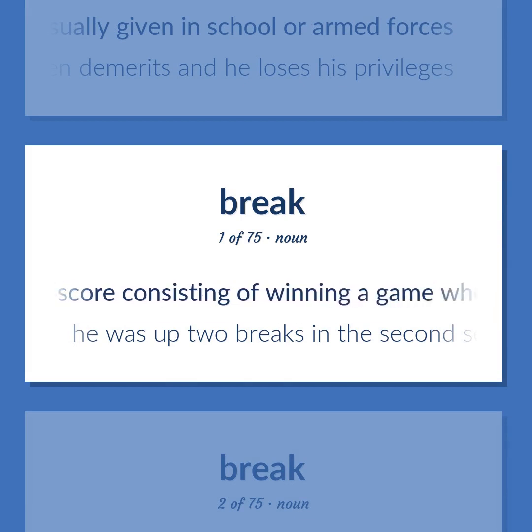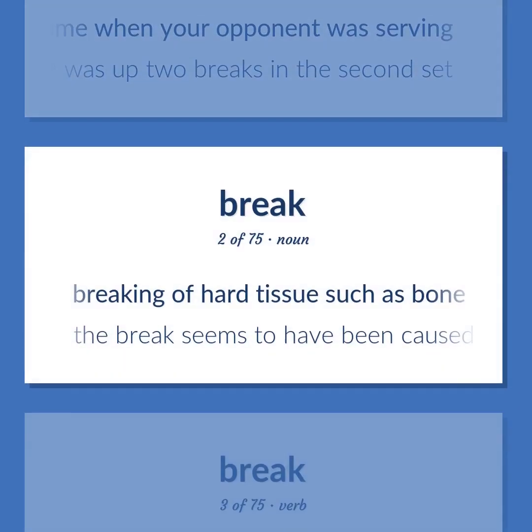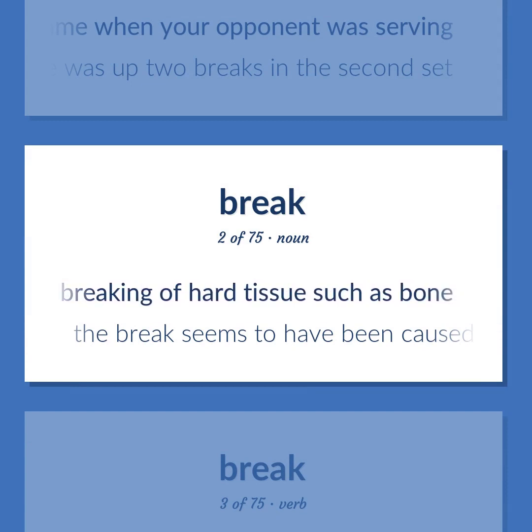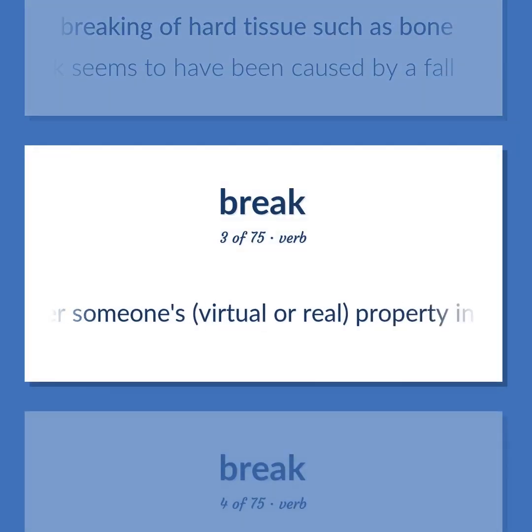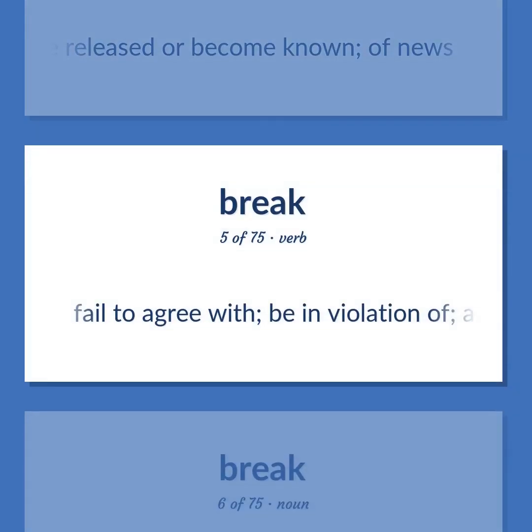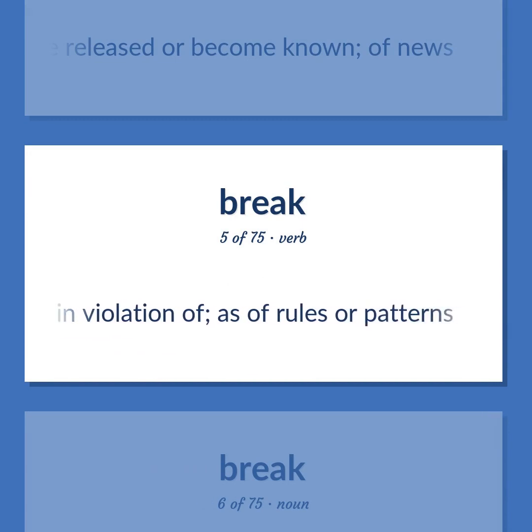Tennis. A score consisting of winning a game when your opponent was serving. He was up 2 breaks in the second set. Breaking of hard tissue such as bone. The break seems to have been caused by a fall. Enter someone's virtual or real property in an unauthorized manner, usually with the intent to steal or commit a violent act. Be released or become known, of news. Fail to agree with, be in violation of, as of rules or patterns.